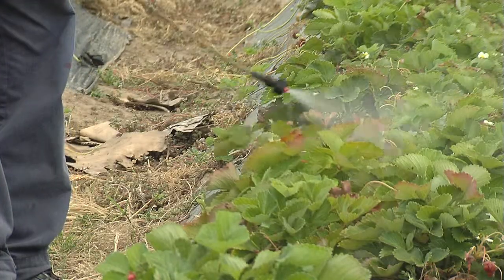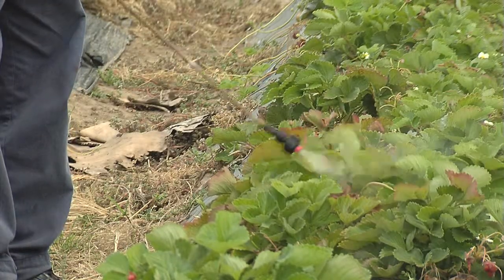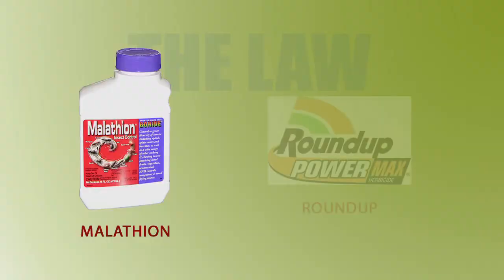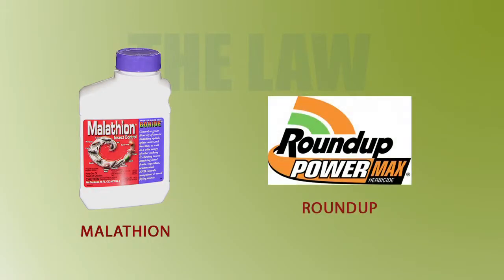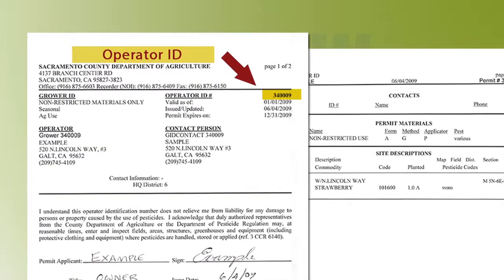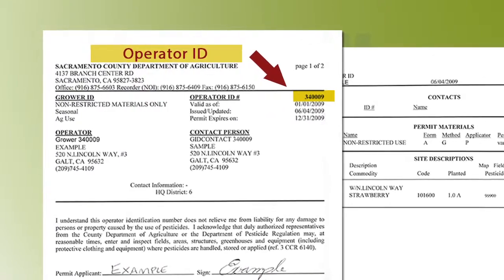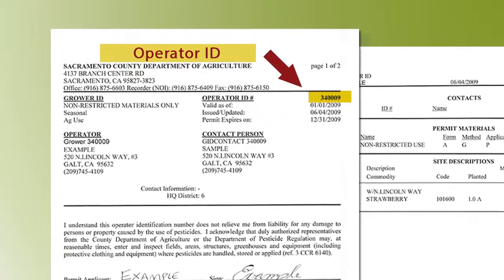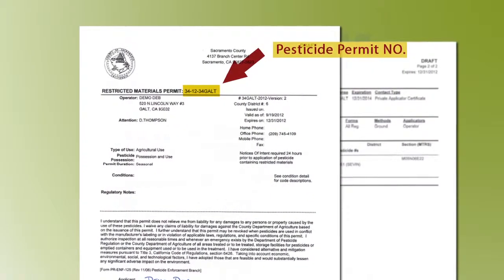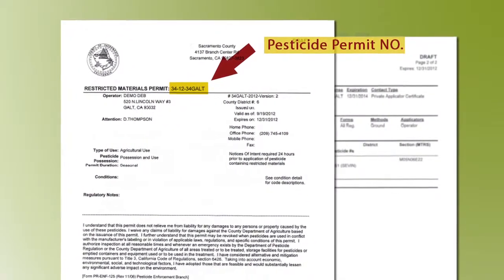Before you apply a non-restricted material, and these are chemicals such as malathion, Roundup, materials you can buy at Lowe's or Home Depot, at a nursery or hardware store, you still need to obtain an operator ID number from the County Agriculture Commissioner in the county where your farm is located. If you want to apply a restricted material, you need to obtain a pesticide permit from the County Agriculture Commissioner in the county where your farm is located.